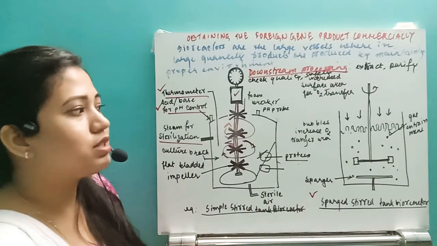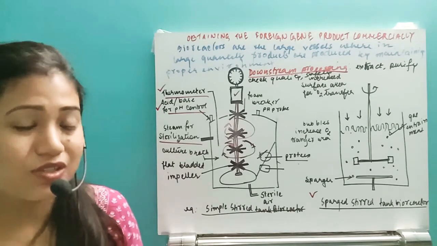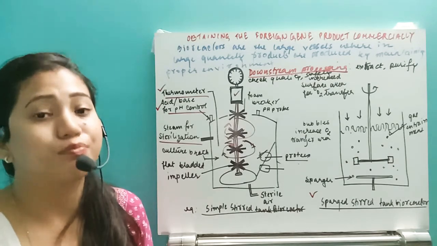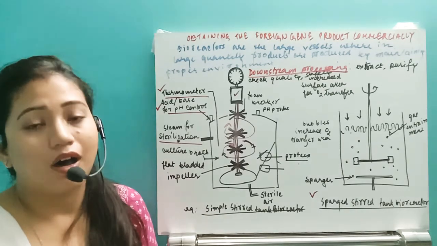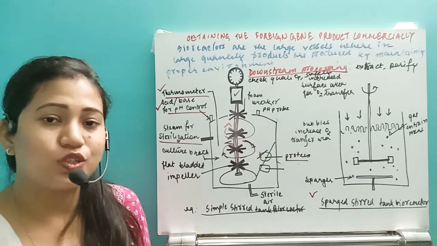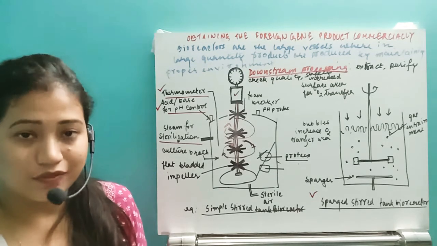So this is the whole technology by which we are able to produce thousands of kgs of the desired product with the help of bioreactors. This is the whole chapter, biotechnology principles and processes. So we have completed the chapter.